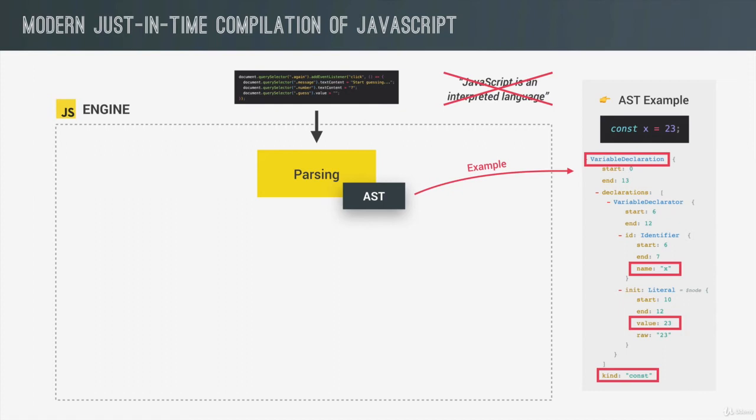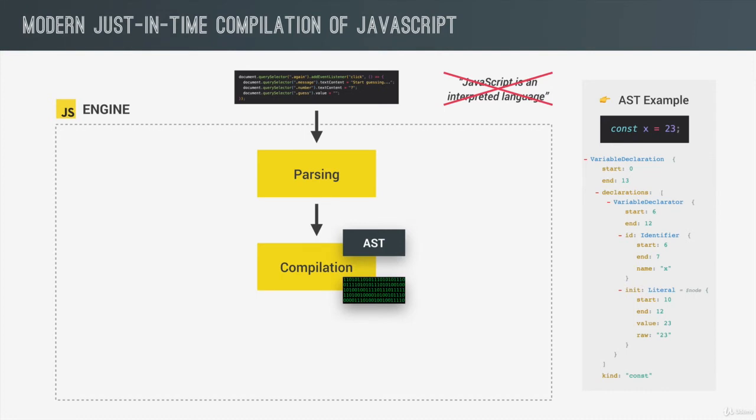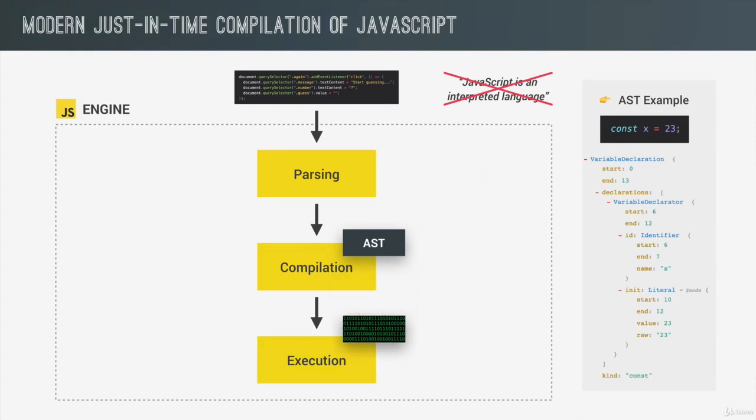Anyway, the next step is compilation, which takes the generated AST and compiles it into machine code, just as we learned in the previous slide. This machine code then gets executed right away, because remember, modern JavaScript engines use just-in-time compilation. And remember, execution happens in the JavaScript engine's call stack. But we will dig deeper into this in the next lecture.